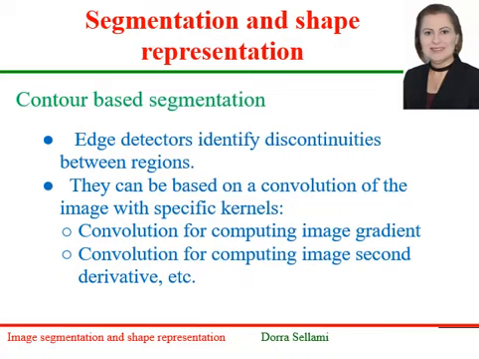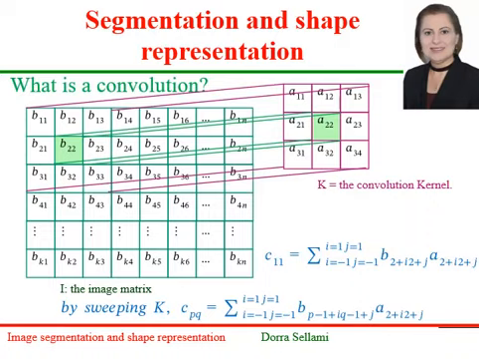Contour-based segmentation, or edge detectors, identify discontinuities between regions. It can be based on identifying high-gradient pixels. We need first to compute a first-order or second-order derivative of the image. Image gradients can be obtained by a convolution of the image with specific kernels, either for computing the image gradient or the image second derivative, etc. Here we consider a kernel K.